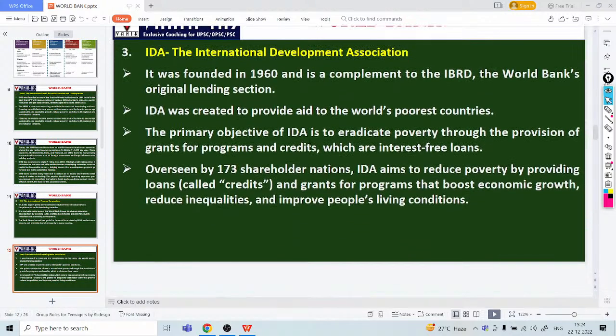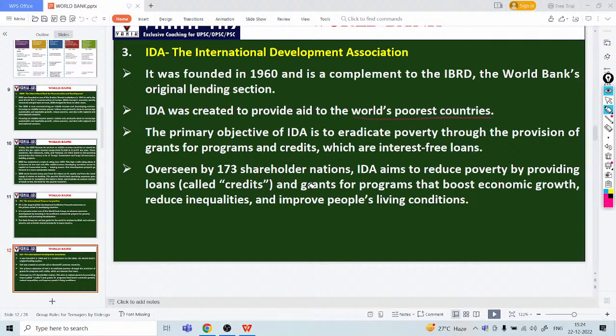IDA, 1960, a competent complement to IBRD, the World Bank's original lending section. IDA was created to provide aid to the world's poorest countries. As I told you, it's the poor countries' lender. It provides funds to the poorest countries of the world. The main idea is to eradicate poverty through the provision of grants for programs and credits, which are interest-free loans.